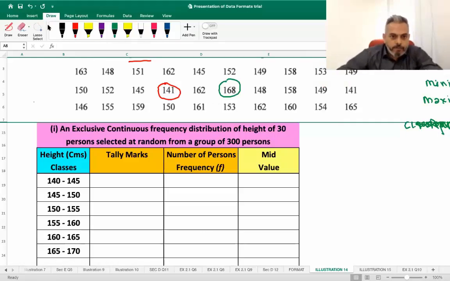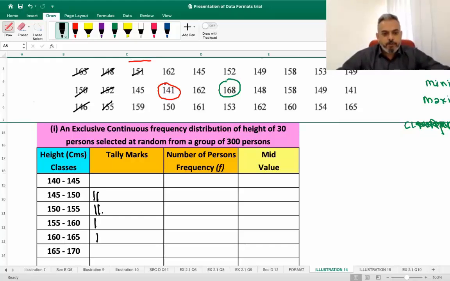Now 163, tally mark, 160 to 165. 150, 150 to 155. 146, 145 to 150. 148, 145 to 150. 152, 150 to 155. 155, 155 to 160. 151, 150 to 155. 145, 145 to 150. 159, 155 to 160. 162, 160 to 165. 141, 140 to 145. 150, 150 to 155. 145, 145 to 150. 162, 160 to 165.